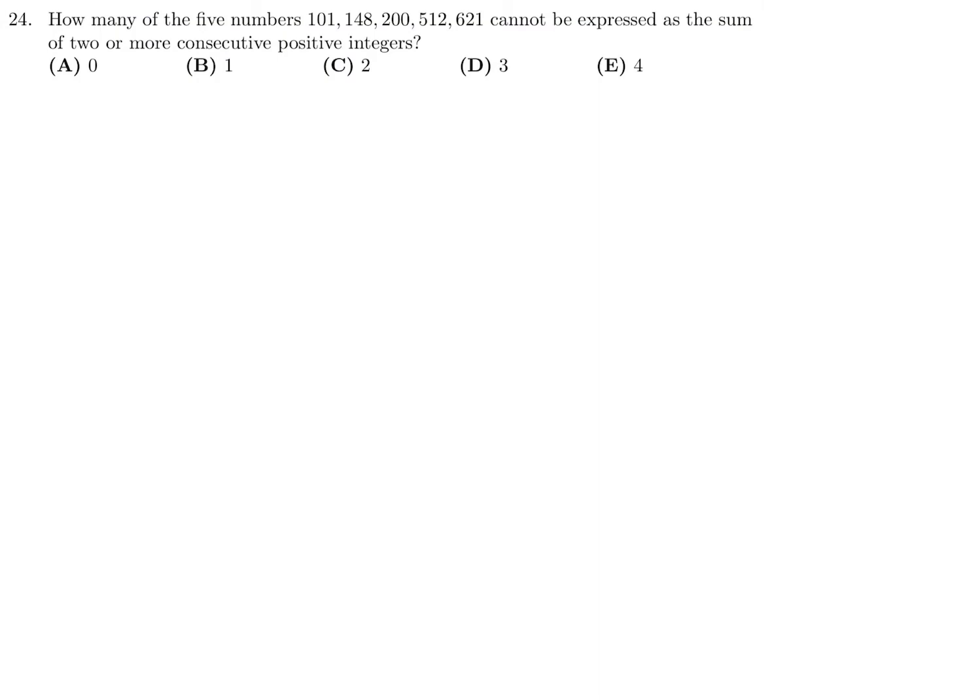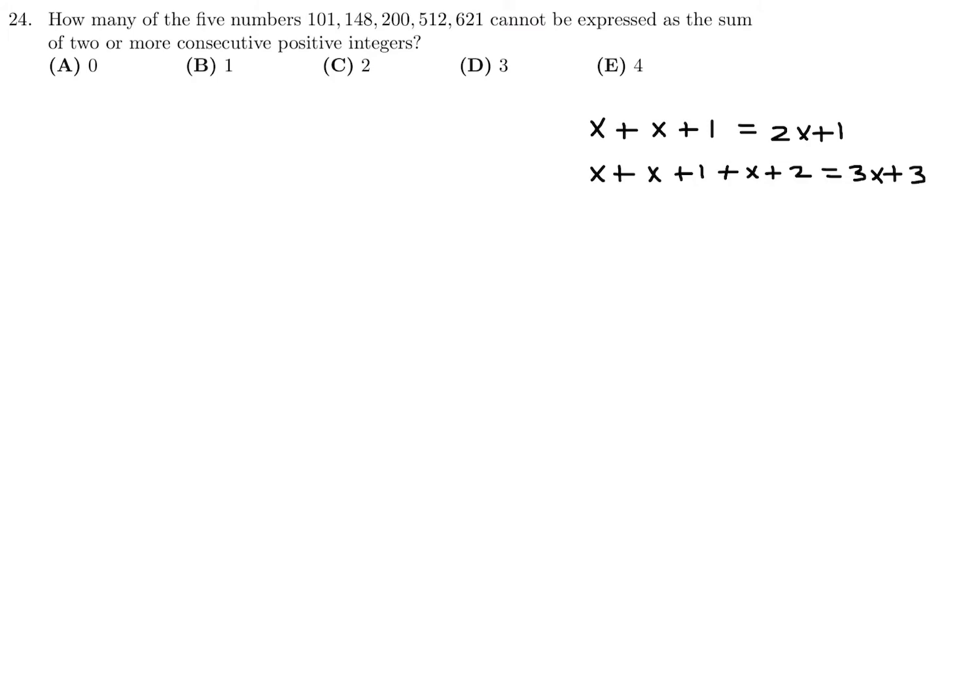How many of the 5 numbers 101, 148, 200, 512, and 621 cannot be expressed as the sum of 2 or more consecutive positive integers? Well, 2 consecutive positive integers are x plus x plus 1, which is 2x plus 1. 3 consecutive positive integers are x plus 1 plus x plus 2, which is 3x plus 3, and so on, right? You get the idea.